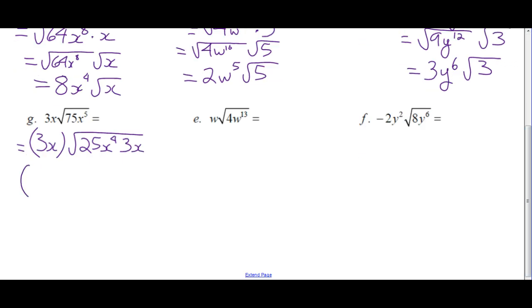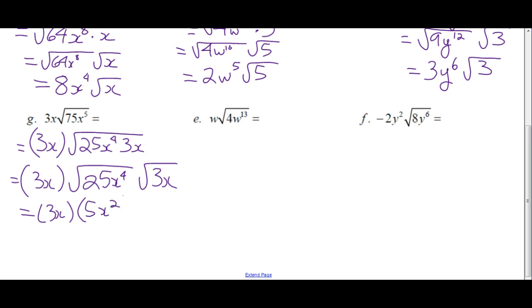We got 3x. The root of 25x to the 4th is the thing that has a square root, and the root of 3x, the thing that doesn't have a square root, just has to be left under the radical sign, right? What's the square root of 25x to the 4th? 5x squared. Okay, now the 3x that's been hanging around now has something that it can multiply, so our final answer is 15x cubed root 3x.